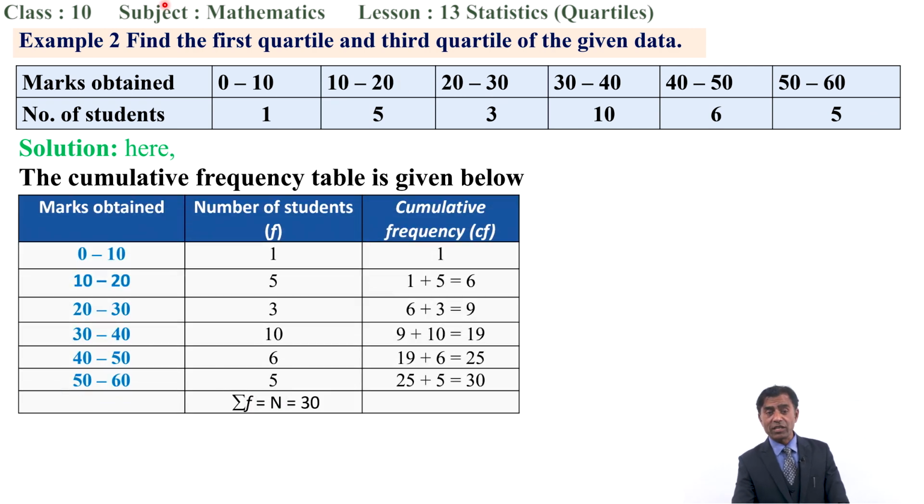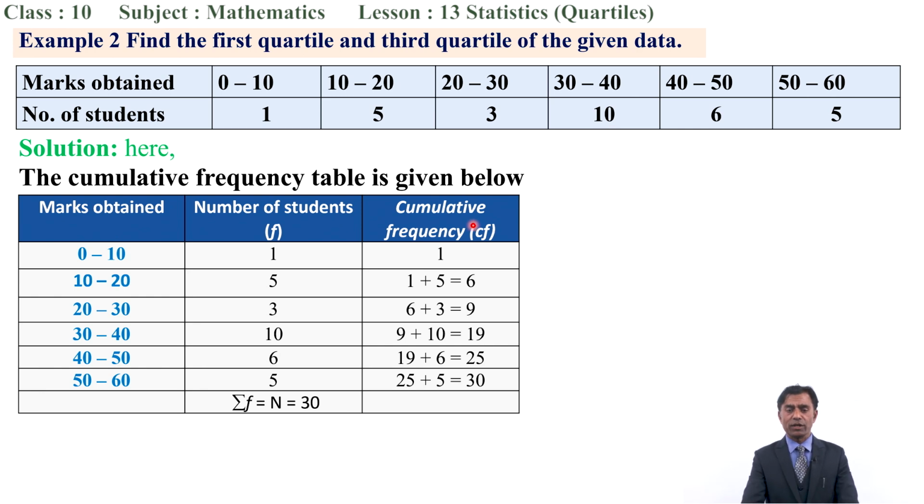So marks in class intervals of 10 are taken from the question: 0 to 10, 10 to 20, 20 to 30, 30 to 40, 40 to 50, 50 to 60. And the number of students, 1, 5, 3, 10, 6, 5, is given in the question. In the question, it is given in horizontal form, we write it in vertical form.